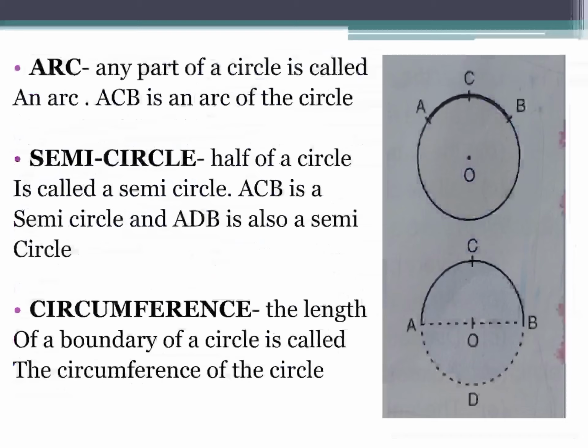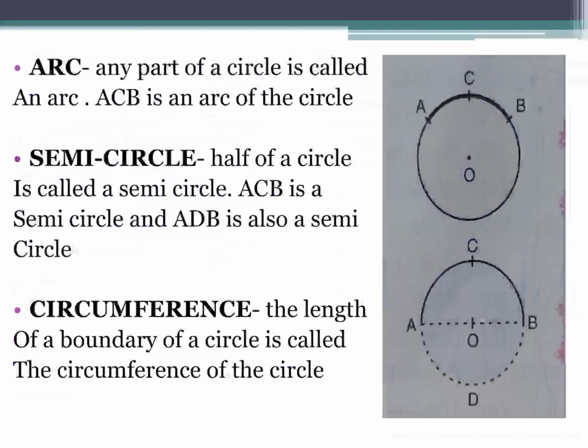Semicircle, this is clear from the name. Half of a circle is called a semicircle. ACB is a semicircle and ADB is also a semicircle. In the second picture, ACB and ADB are both the semicircles of a circle. And ACB and ADB are also each an arc of the circle.